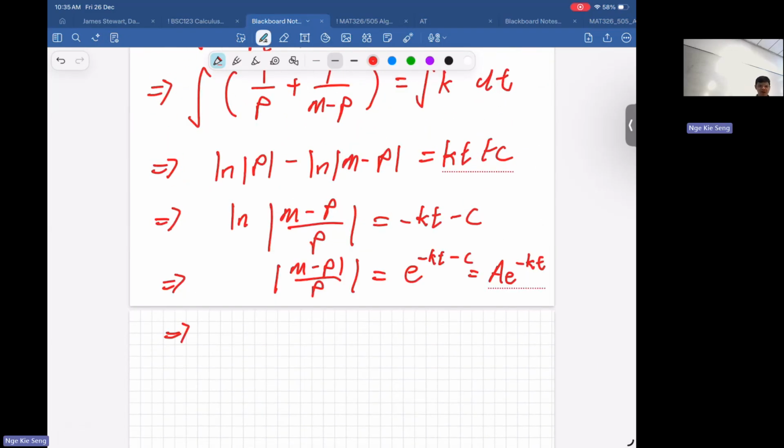And at the same time, this thing has to be positive. Why? Because P is always positive, and then I think we assume that this P won't go over the carrying capacity. Okay, if you go over, you will have a negative growth, as we discussed last time. So this is your final solution. Can we write it better?